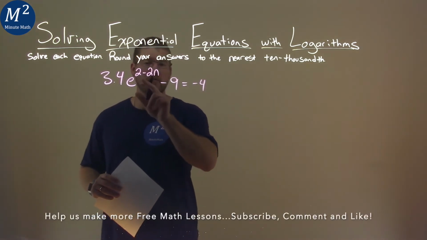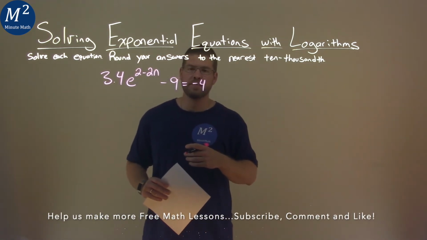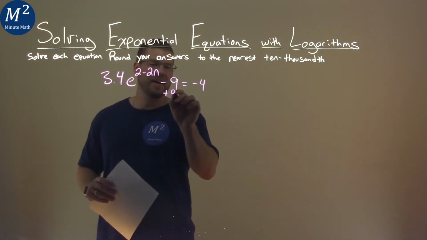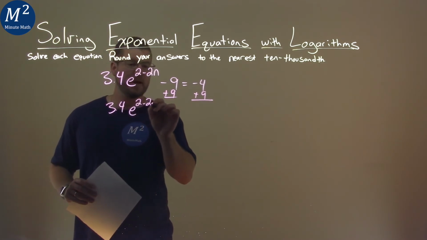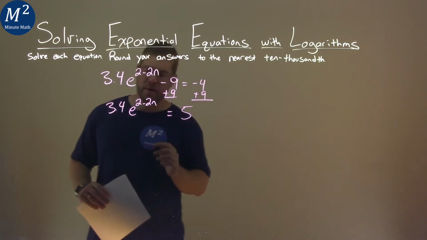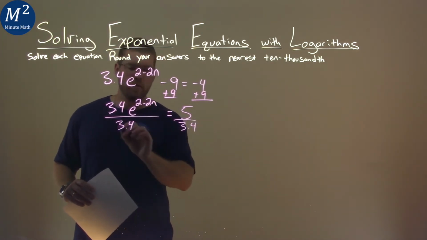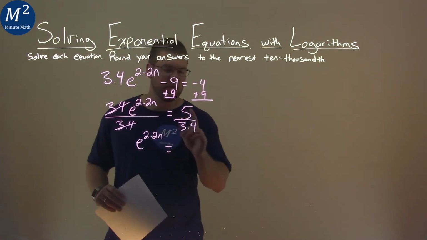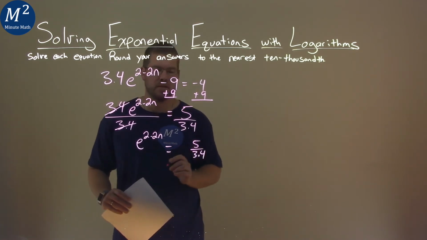We're given this problem right here: 3.4 times e to the 2 minus 2n, minus 9, is equal to -4. We have to solve this equation by using logarithms. Well, first thing I like to do is add a 9 to both sides. We have 3.4 e to the 2 minus 2n, and -4 plus 9 is, well, a good old 5. From there, I'm going to divide both sides by 3.4. The 3.4s cancel on the left, and we have e to the 2 minus 2n equal to, and I'm going to leave it like this, 5 over 3.4. I like to do all my calculations at the end.